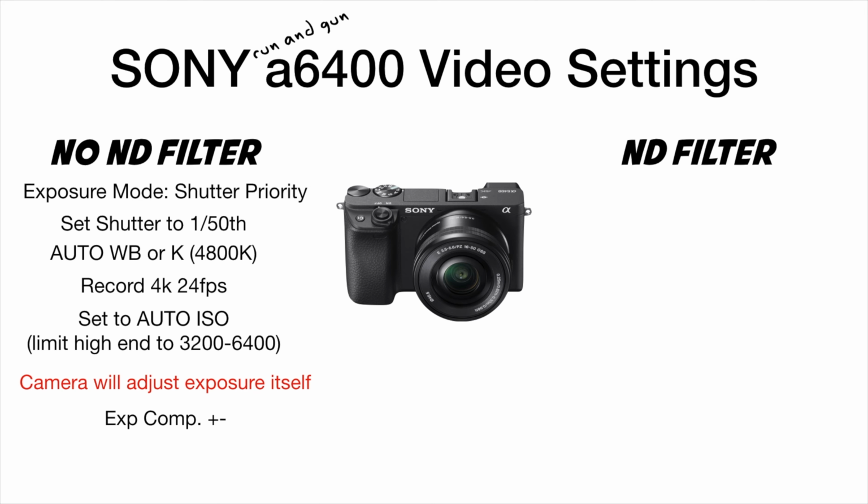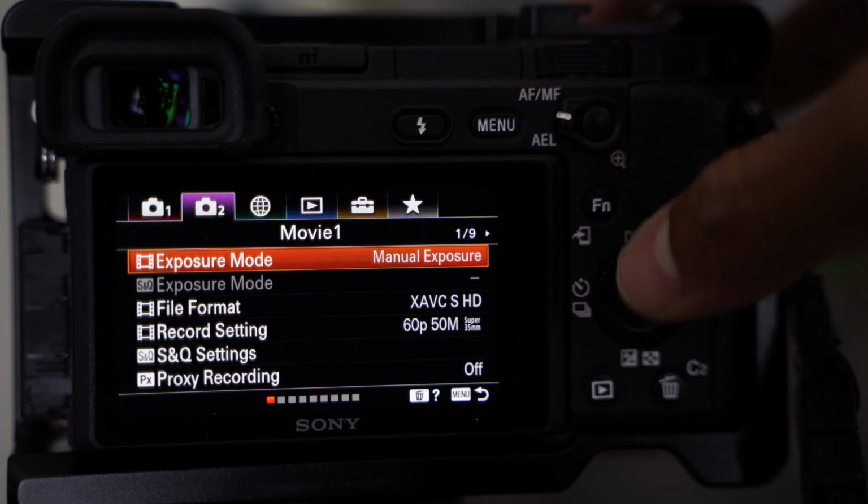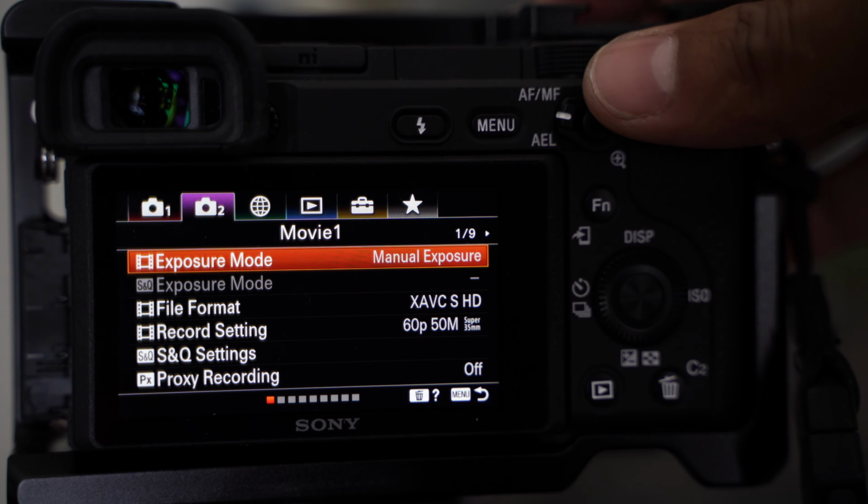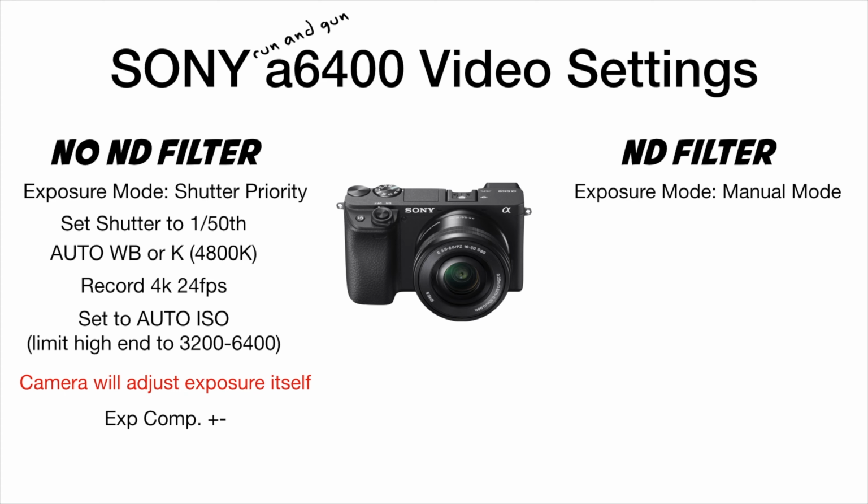Now, if you do have an ND filter, you've got a lot more control. So here are my recommendations if you do have an ND filter. First of all, your exposure mode will be completely manual. And the good thing about this is you can set the shutter speed to 1/50th as well, just like the shutter priority. And the great thing is you can set your aperture to your desired look.